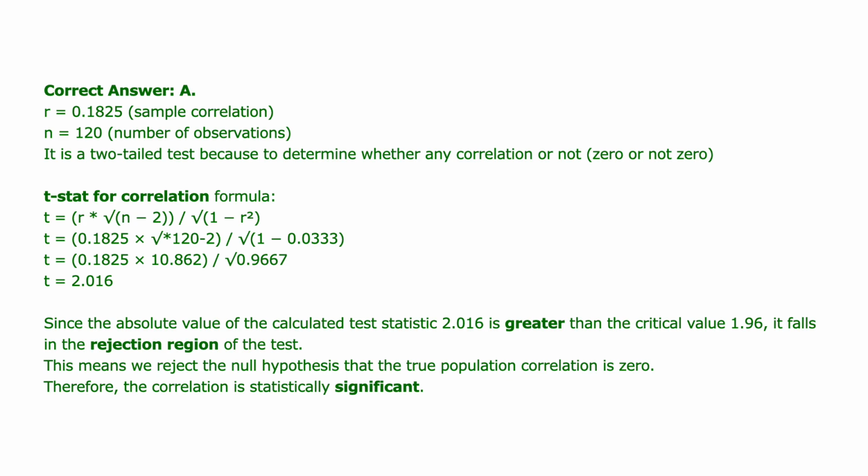The t-statistic calculation follows the curriculum formula exactly. The calculated value 2.016 exceeds the critical value 1.96, placing it in the rejection region. This demonstrates that significance depends on both the correlation magnitude and sample size.